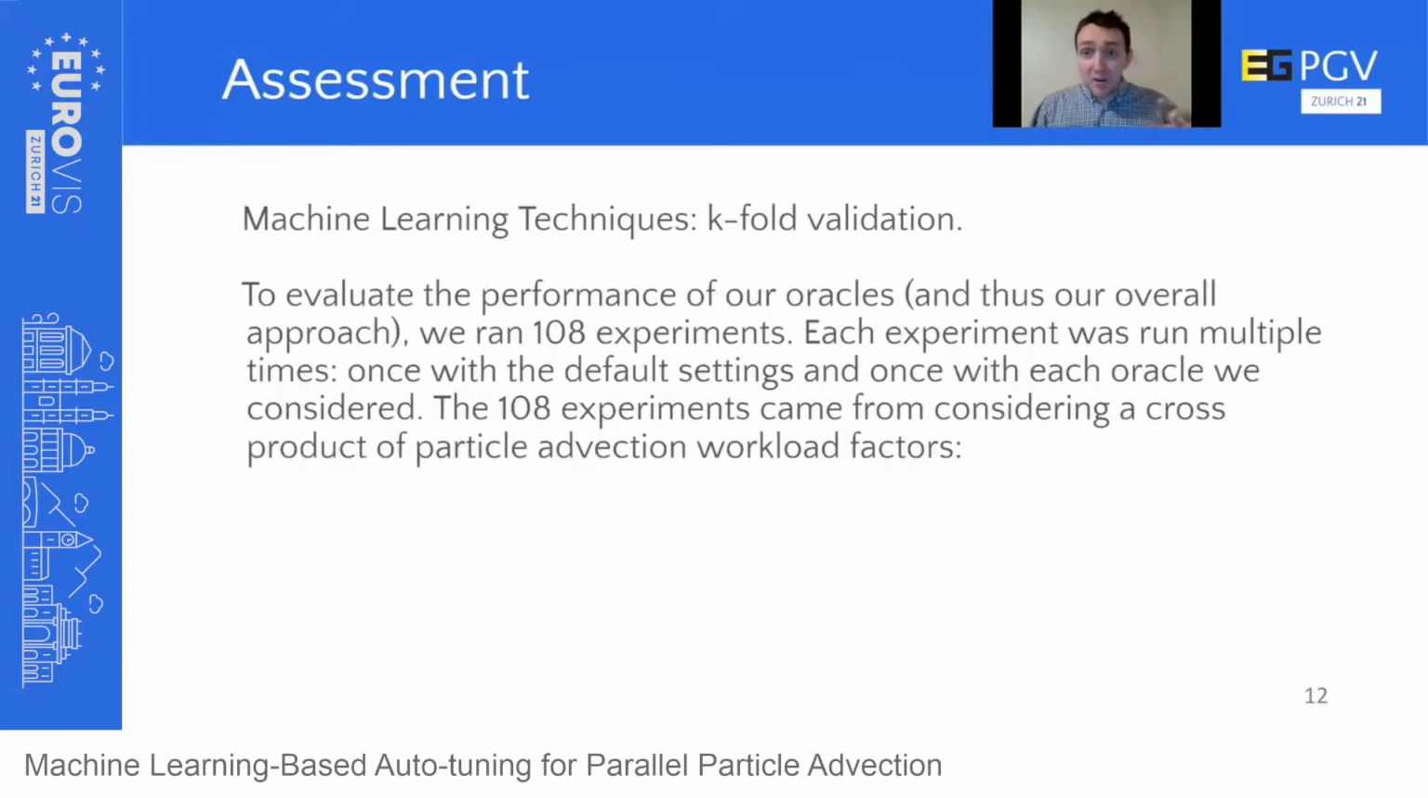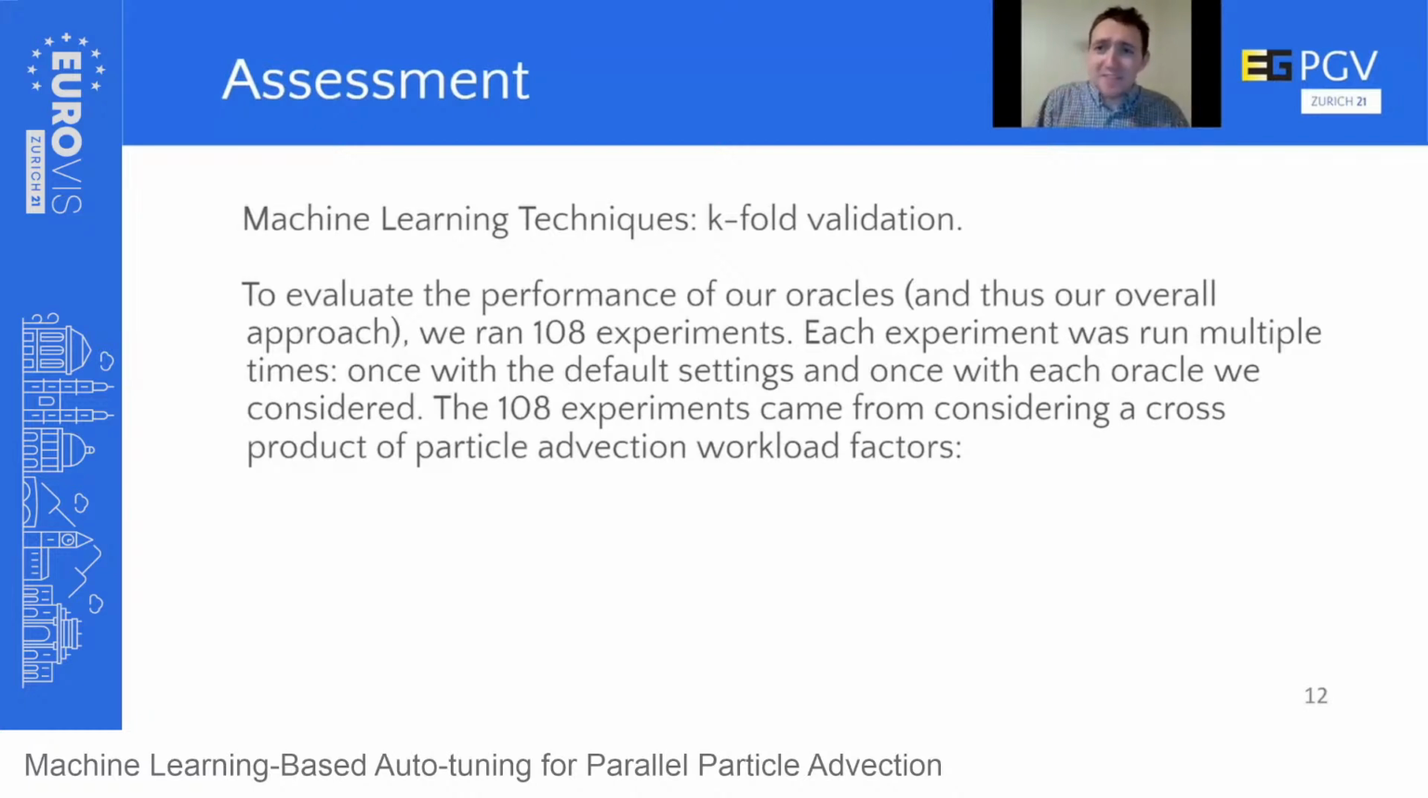So in terms of our oracles, that's really where the rubber meets the road, making sure that the outputs of our oracles work. We ran 108 different experiments. These experiments were run twice. The first is with the default settings. And then the next time we said, okay, what does our oracle say for a particular workload associated with one of these 108 experiments?